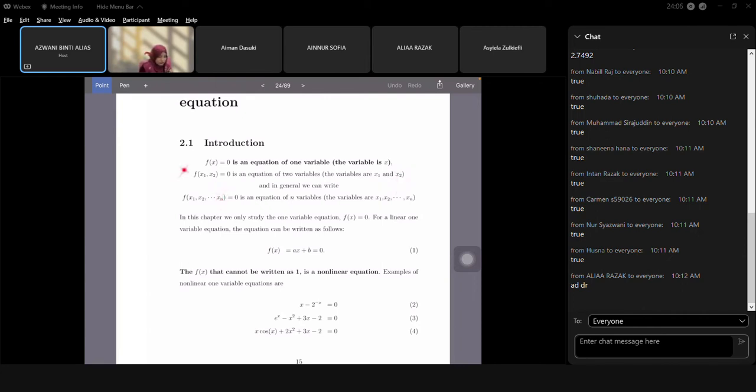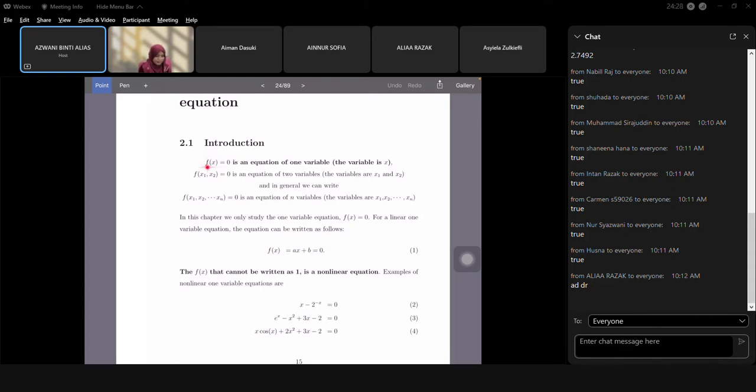Okay, so semua ni, the second line up to here, adalah more than one variable. So dia n up to n, boleh jadi banyak variable lah. In this chapter, we only study one variable equation. So we hanya consider f(x) sahaja.